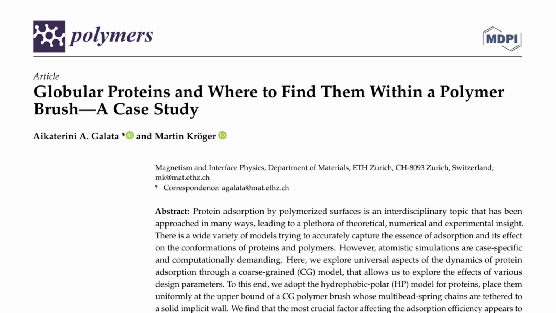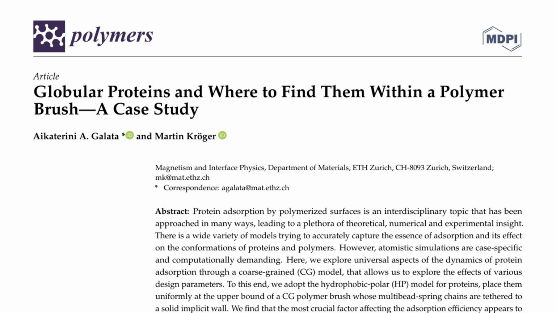The study focuses on the adsorption of globular proteins on a polymer brush, which is a surface made up of polymer chains grafted to a substrate. The authors explain that polymer brushes are mechanically stable and have wide applicability. However, there is limited research on the combined study of proteins and polymer brushes.